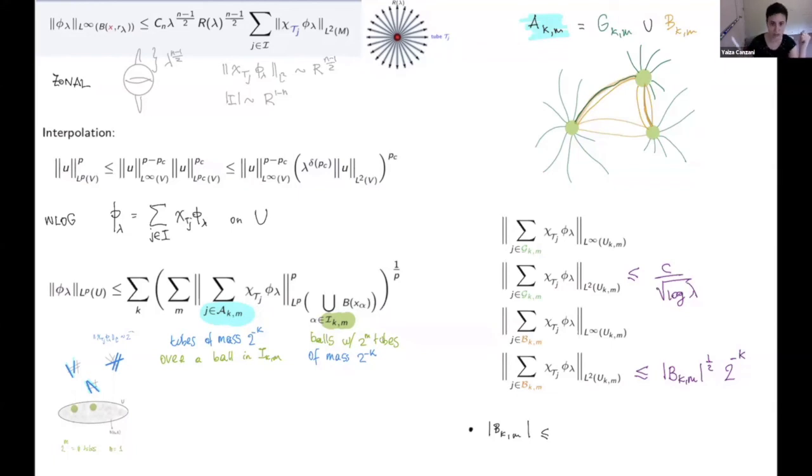So BU was the maximum number of tubes shared by any 2 balls in my set U. And then if that's the maximum number of tubes that can be shared by any 2 points, then I can bound the number of bad tubes by that BU times the number of balls squared. So this BU was appearing in the estimate for the error term. And the delicate part of the argument is in effectively bounding IKM.